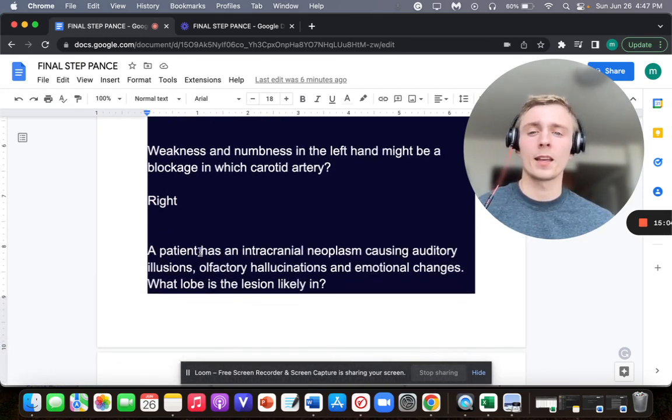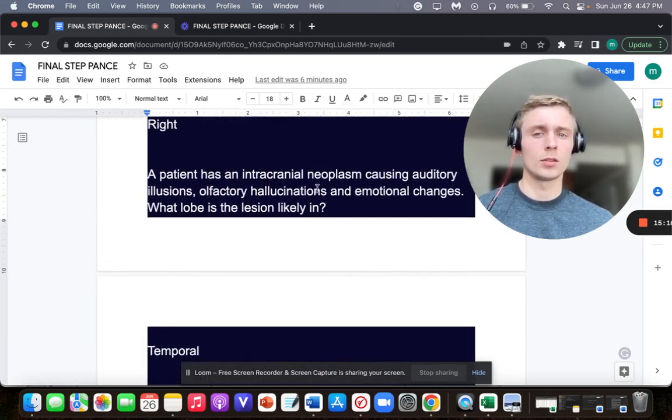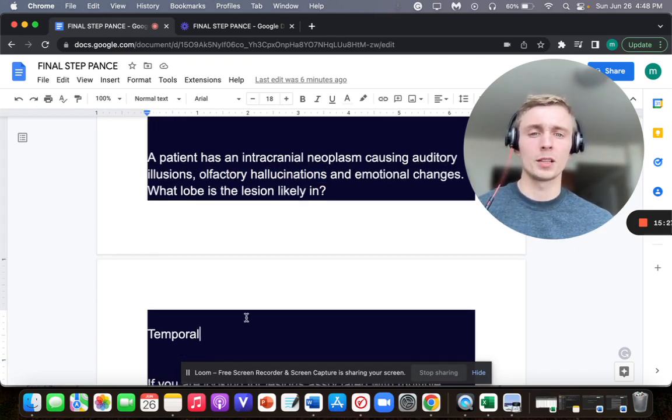A patient has an intracranial neoplasm causing auditory illusions, olfactory hallucinations, and emotional changes. What lobe is the lesion likely in? That's going to be the temporal lobe.